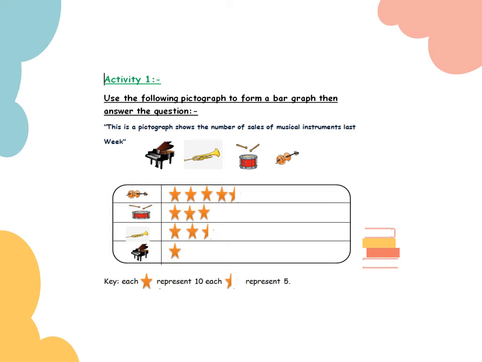The drums. How many drums were sold? 10, 20, 30. 30, excellent. And how many trumpets? 10, 20, and 5, which is 25. And finally, the piano. How many? Only 10. Let's make this pictograph.